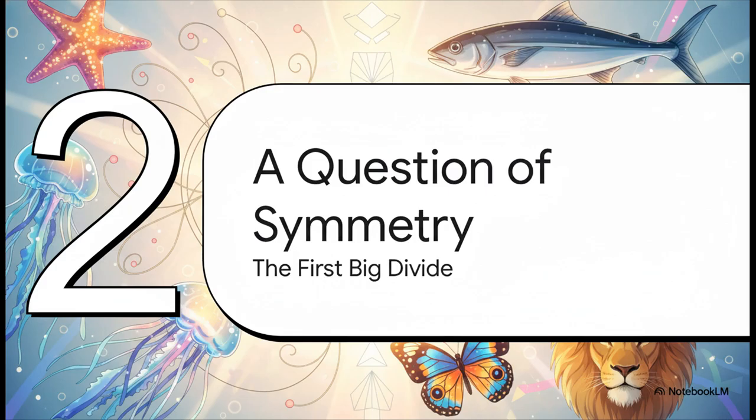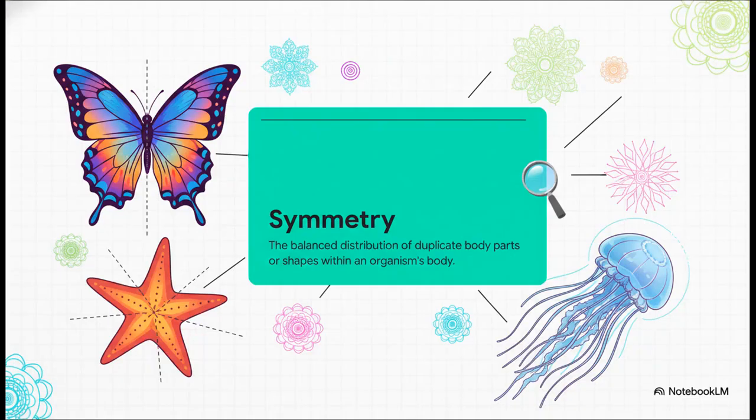Well, the first major dividing line in sorting all animals comes down to their basic shape. It's all about something called symmetry. So what is symmetry really? It's just the way an animal's body parts are arranged. Can you draw a line right down the middle and get two matching halves? Or maybe you can slice it multiple ways, like a pizza, and still get equal pieces. This simple idea tells us a surprising amount about how an animal actually lives.